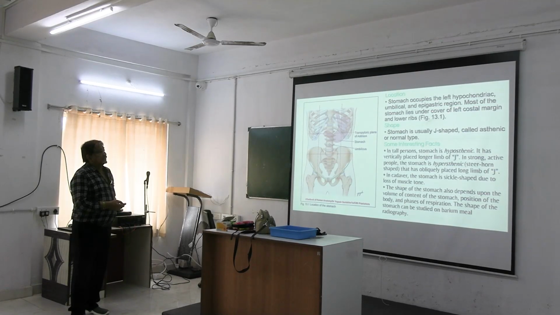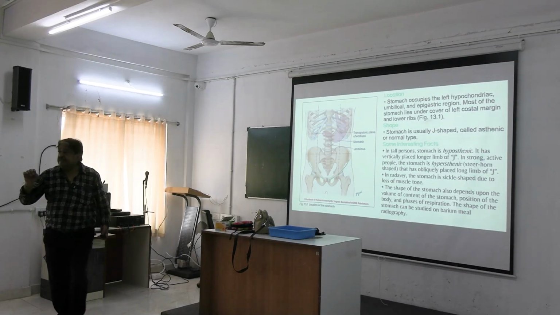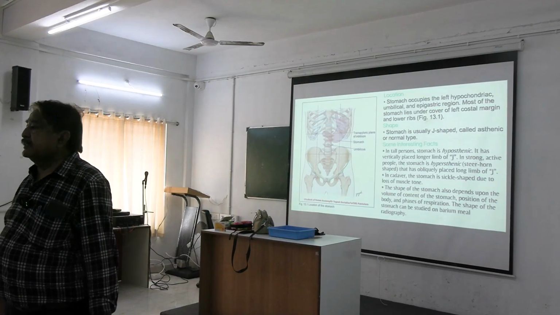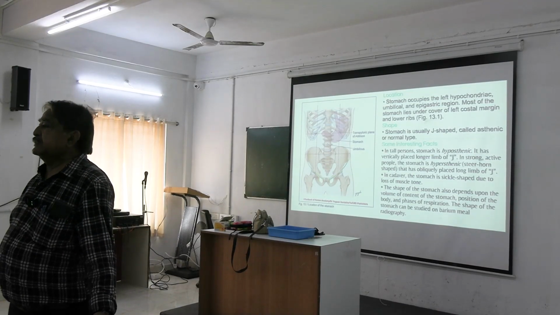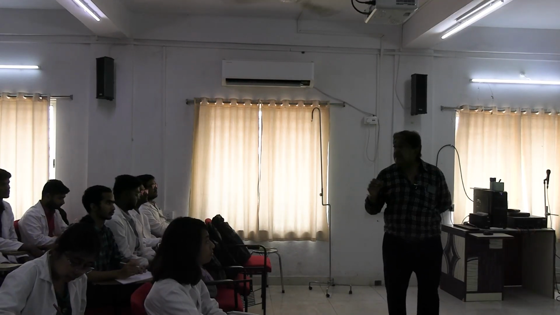Most of the stomach lies under cover of the left costal margin and lower ribs. If there is any pyloric stenosis, then you lie the patient in prone position like this. If there is an outlet obstruction due to carcinoma or due to pyloric stenosis, the scope cannot pass through it.